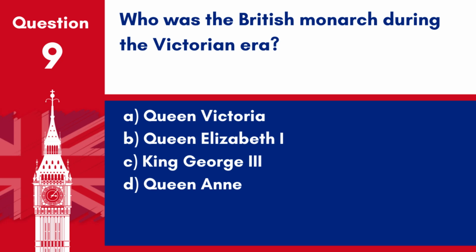A. Queen Victoria, B. Queen Elizabeth I, C. King George III, D. Queen Anne. Answer: A. Queen Victoria. The Victorian era is named after Queen Victoria, who reigned from 1837 to 1901.